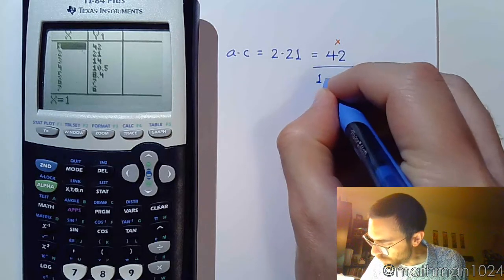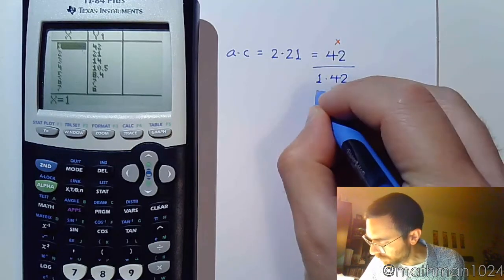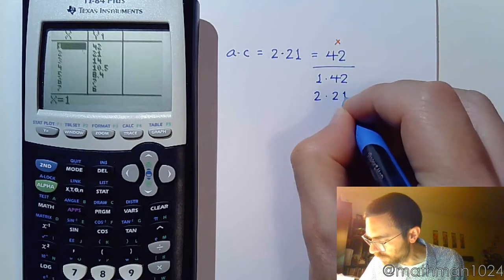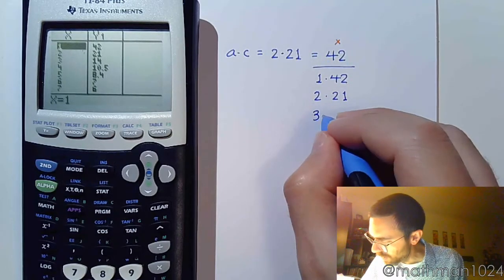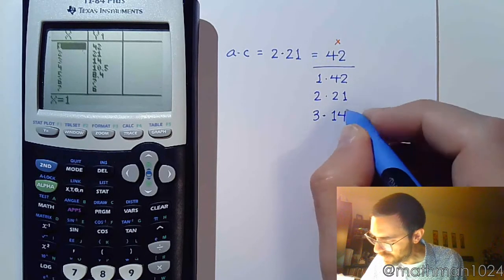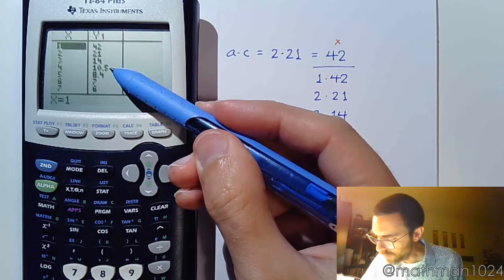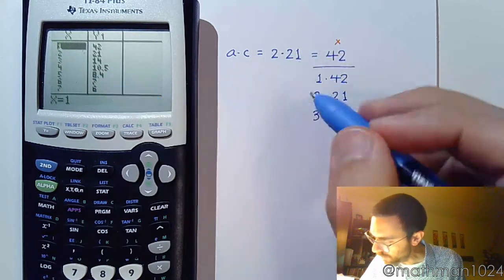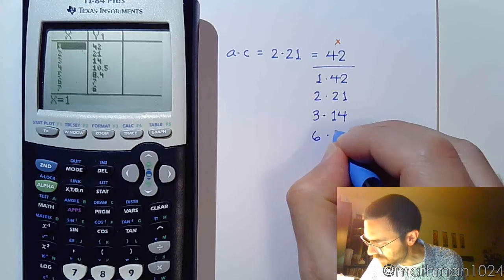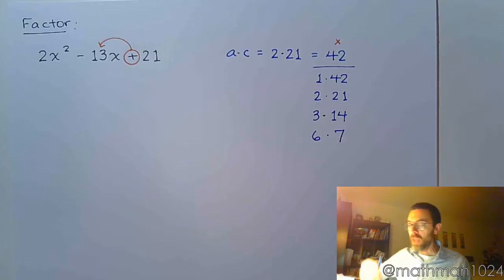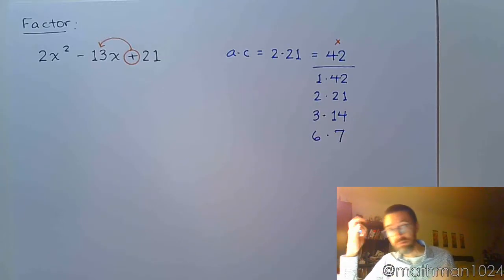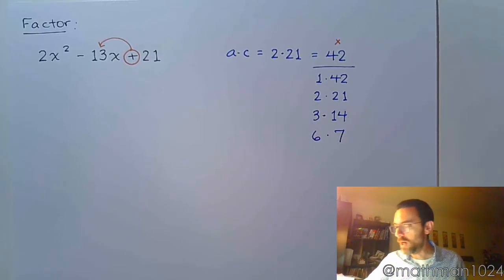All right, so we have 1 times 42, 2 times 21, which we already knew. We have 3 times 14, 4 doesn't work, 5 doesn't work, then we've got 6 times 7. So these are all the factor pairs that we have for 42, and if there's not a factor pair that works, then we can't factor this, and it would be prime.